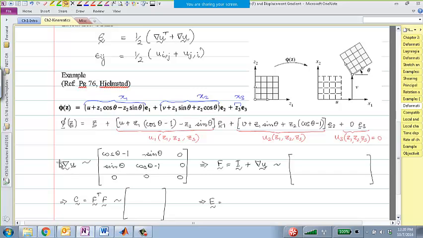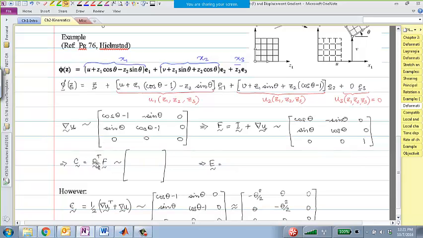And now that we have the gradient of u, I can compute the F tensor, which would be just I plus gradient of u, meaning just add 1 to the diagonal. So we get cosine theta, minus sine theta, 0; sine theta, cosine theta, 0; and 0, 0, 1. That's my deformation gradient, which you could have directly obtained from the expression of the map up here. You can verify that's the same. And if you take F transpose F, that will come out to be 1, 0, 0, 0, 1, 0, 0, 0, 1, the identity tensor.